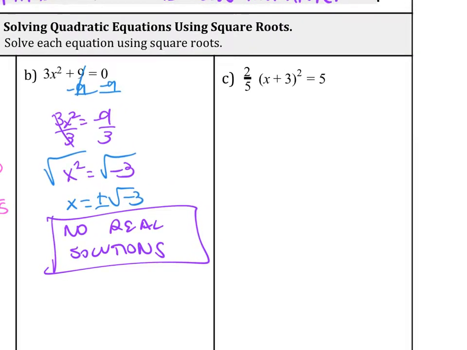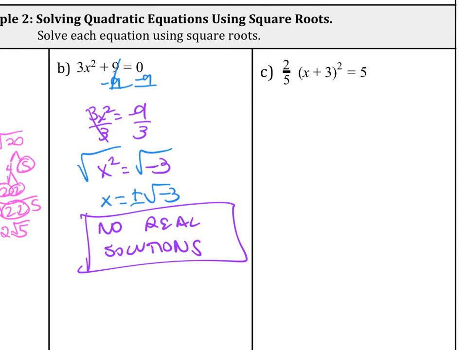Letter C. We have 2/5 x plus 3 squared equals 5. So the first thing we want to do is isolate this squared value here. And so we need to take care of this fraction. There are 2 ways you can do this.